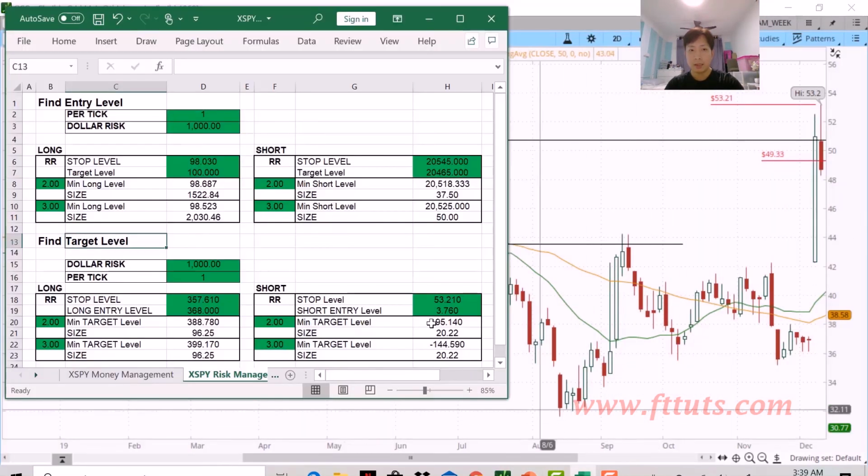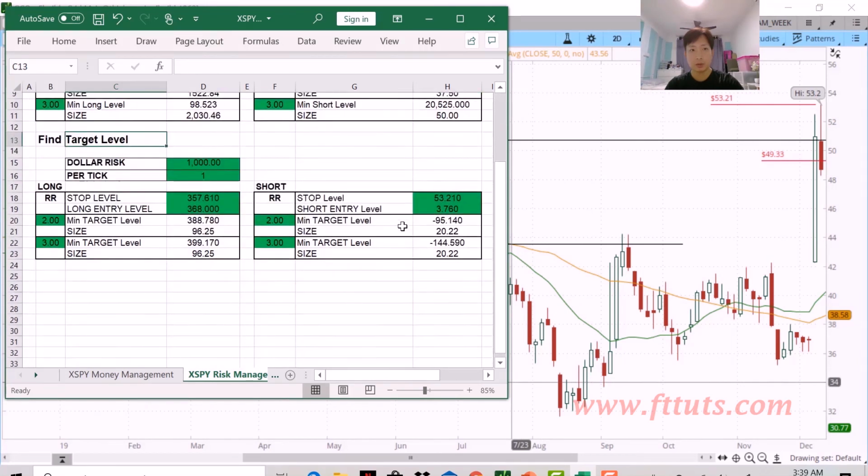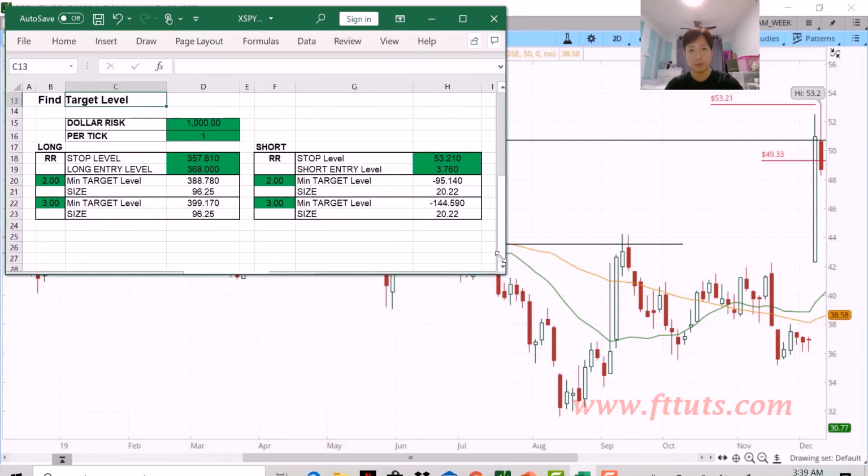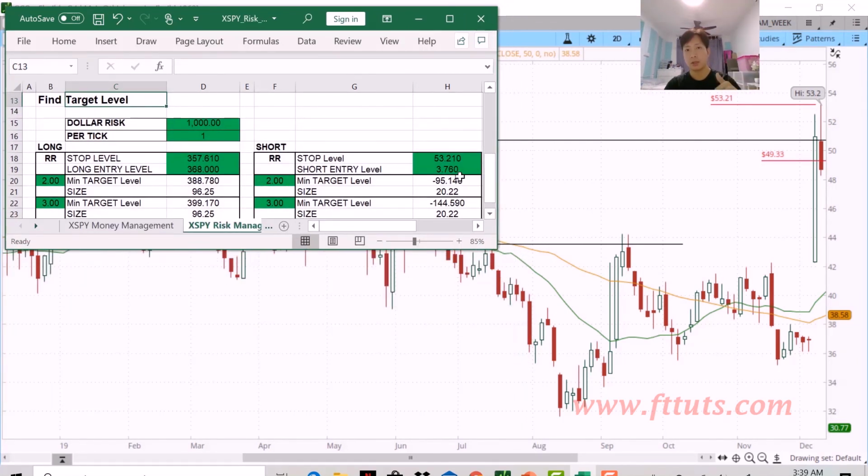So under the find target section, I'm just going to zoom in here. We have your stop loss, and the short entry is at $49.33. Dollar risk means how much you want to risk in this particular trade. Let's say you want to risk $200, so you key in the dollar risk as 200. For stocks, you have to key in per tick as 1.